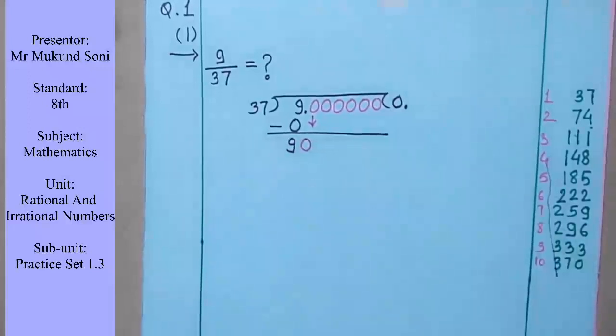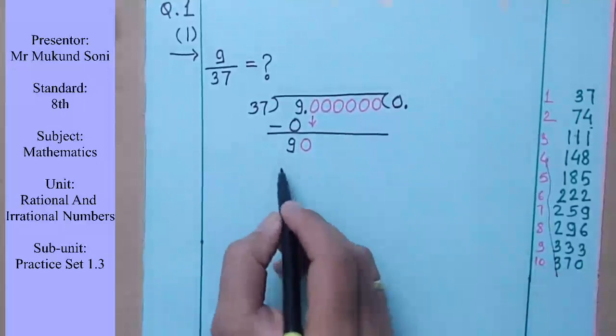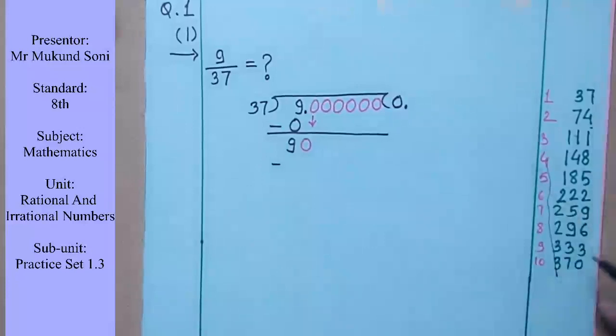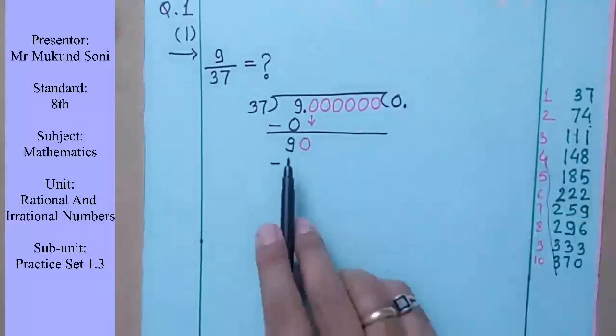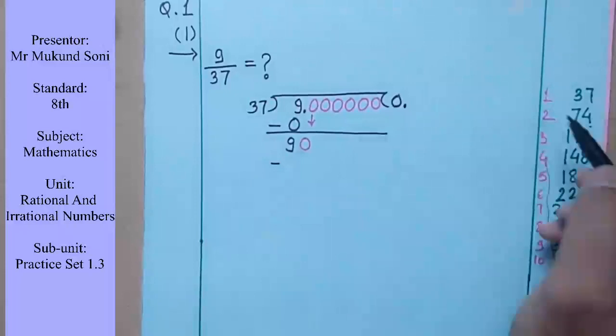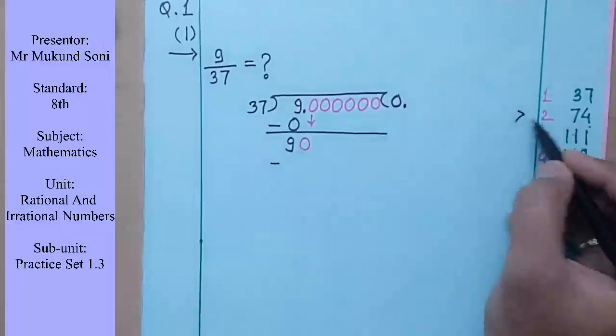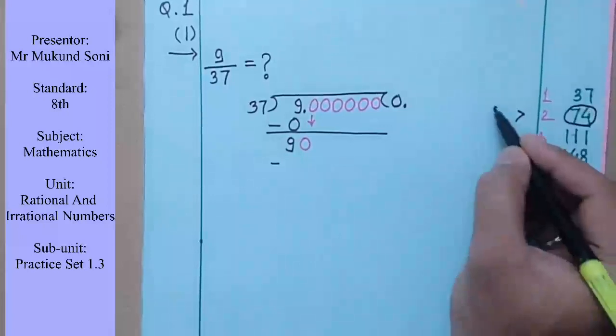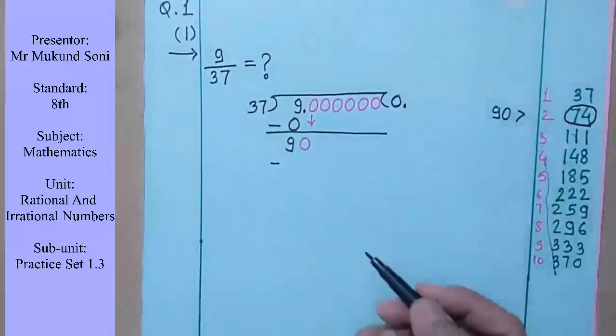Now after taking the zeros, the first step will be to move the 0 next to the 9, so the number will become 90. Even if I am using color sketch pens here to represent, while solving yourself, you should use only a pen, blue or black in color. Now check out the table of 37. Any number which is less than 90 but closer to 90, less but close, that number is 74.